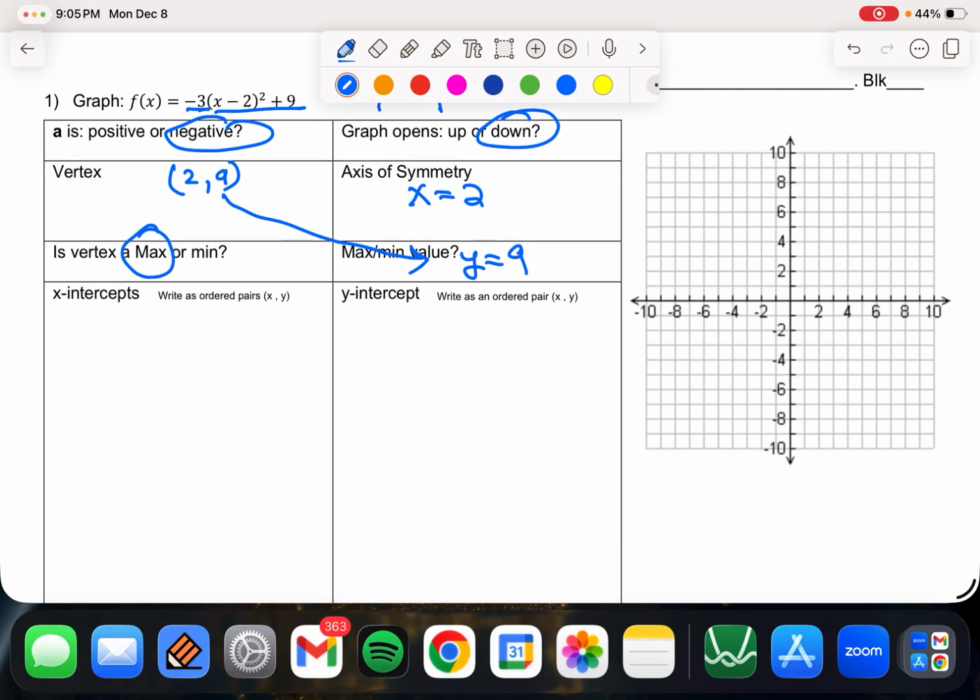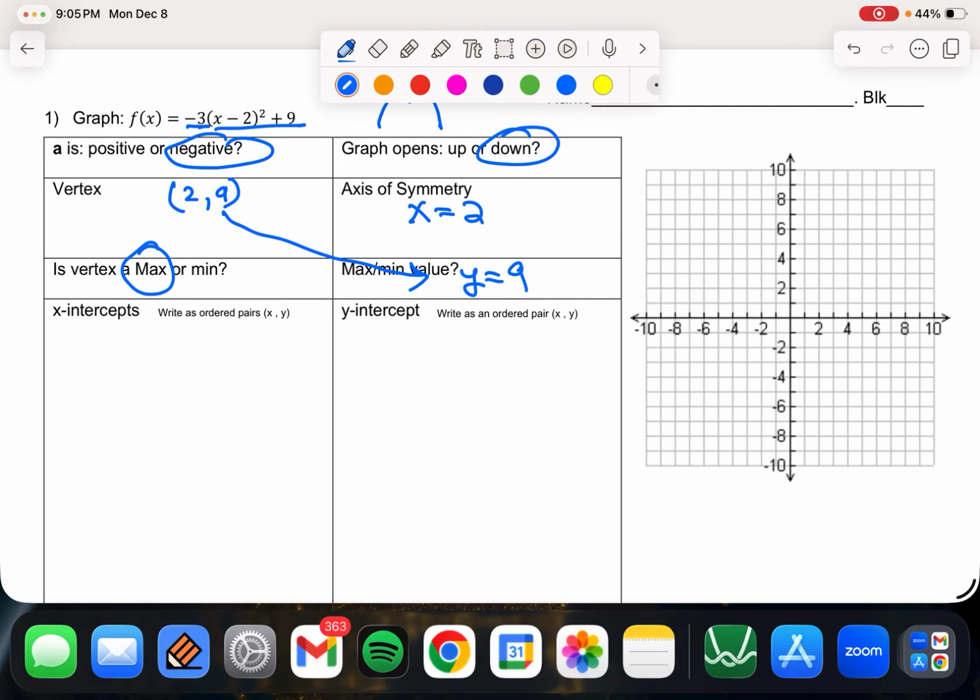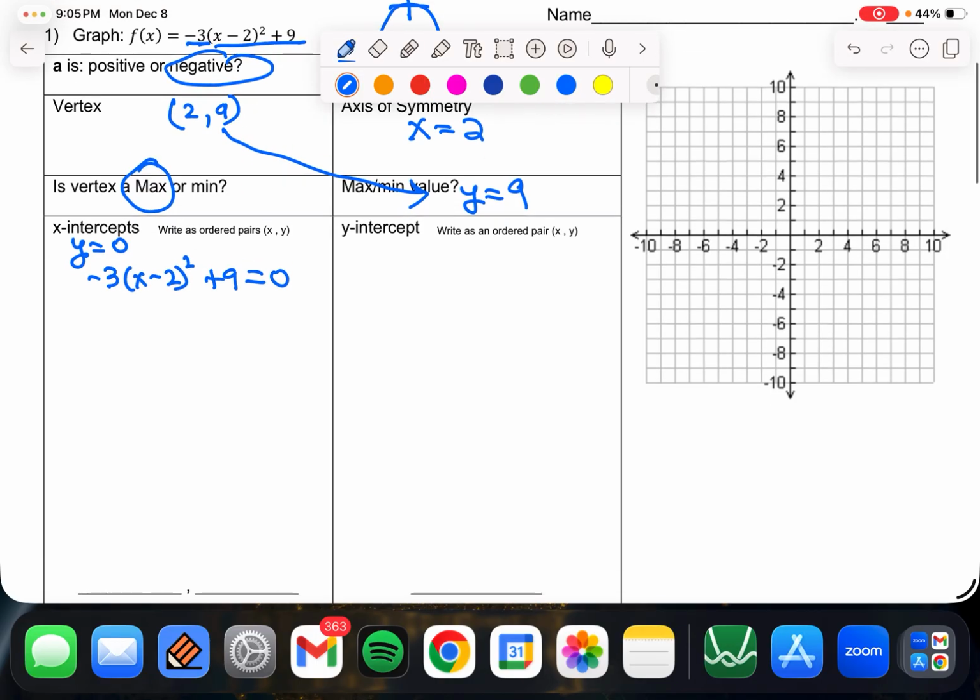If we're going to do our x-intercepts, remember our x-intercepts are when y is 0. So I'm going to write negative 3 times (x minus 2) squared plus 9 is equal to 0. I'm going to subtract 9 from both sides, so I get negative 3 times (x minus 2) squared is equal to negative 9. I'm going to divide by negative 3, and I get (x minus 2) squared equals negative 9 divided by negative 3, which is 3.